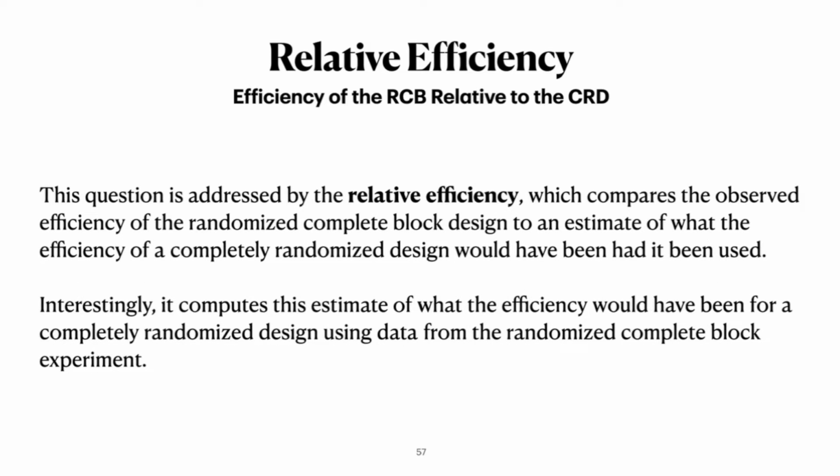This question is addressed, however, by the relative efficiency, which compares the observed efficiency of the randomized complete block design to an estimate of what the efficiency of a completely randomized design would have been had it actually been used. Now, interestingly, it computes this estimate of what the efficiency would have been for a completely randomized design using data from the randomized complete block experiment itself.